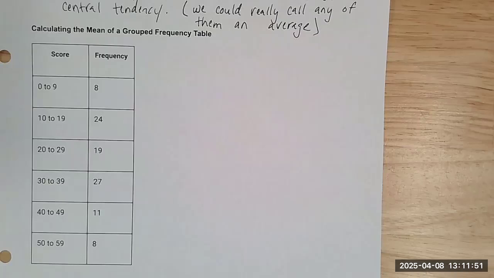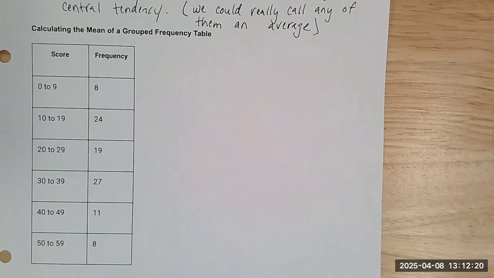right? And then 24 of them got a score between 10 and 19, but it's not telling you if they got a 10 or a 19, or maybe they got an 11, or maybe 3 of them got 11 and 2 of them got 15. I don't know what score they actually got. I just know their score fell in that range. So finding the mean of this is kind of weird, because I don't actually know what scores they got, only what range.